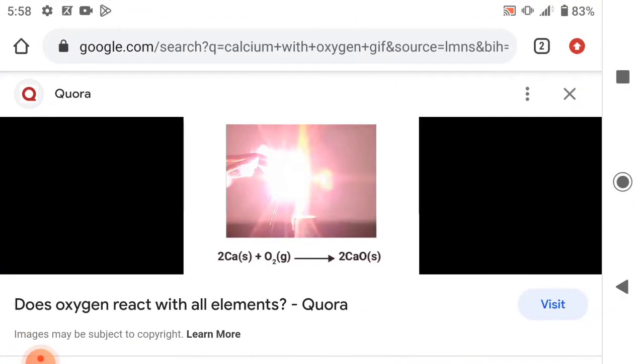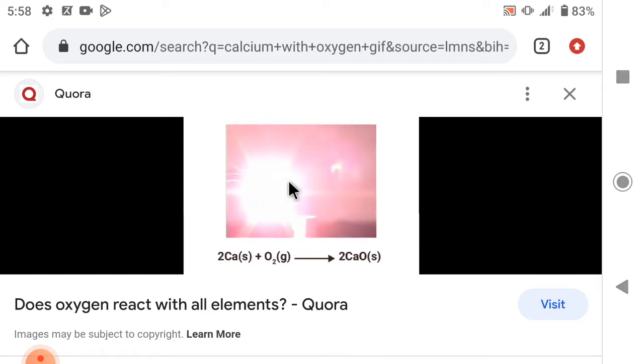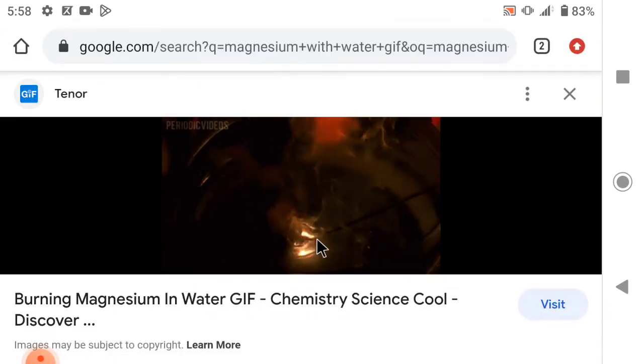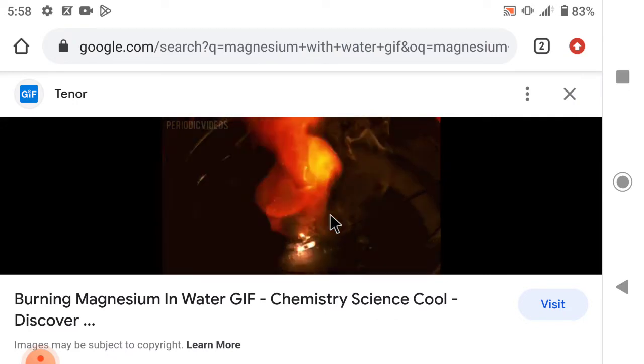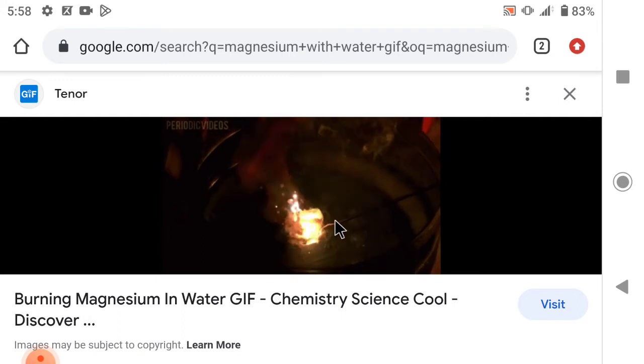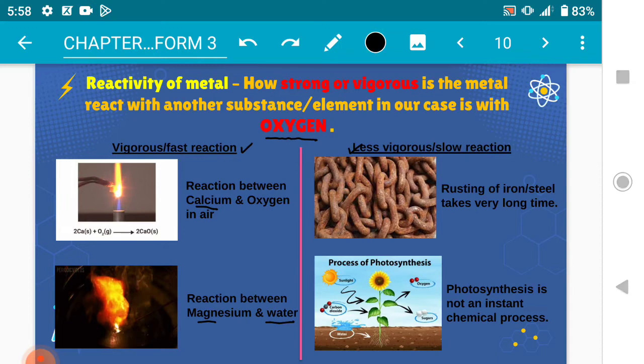Let me show you the reaction of oxygen with calcium. This is calcium with oxygen. The reaction is very vigorous and very fast, so it will burn in air like that. The second one is magnesium with water. You put the magnesium in water and it will burn like this. You can see it is very fast, very instantaneous.